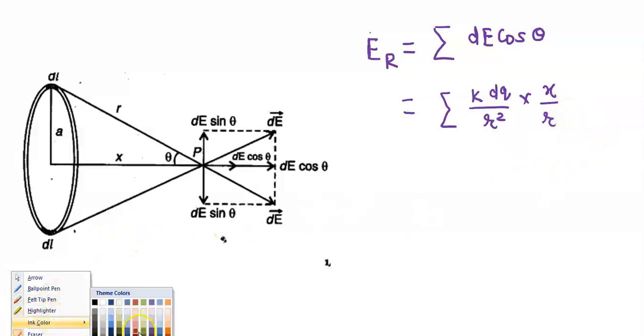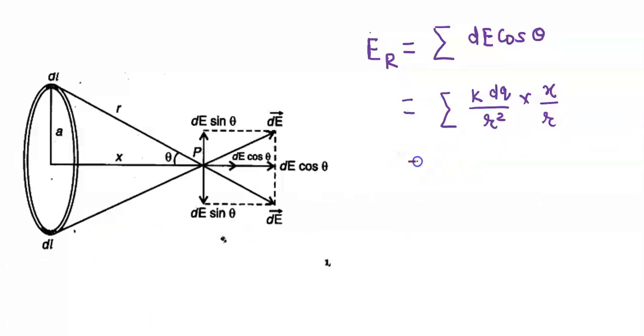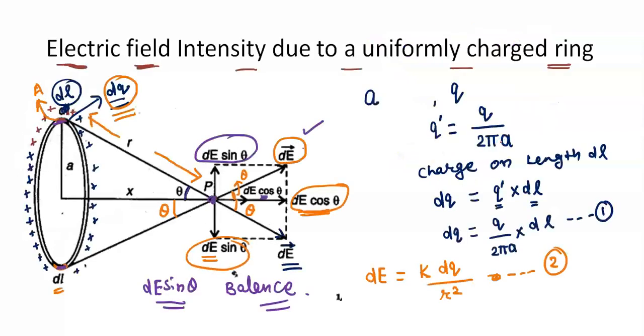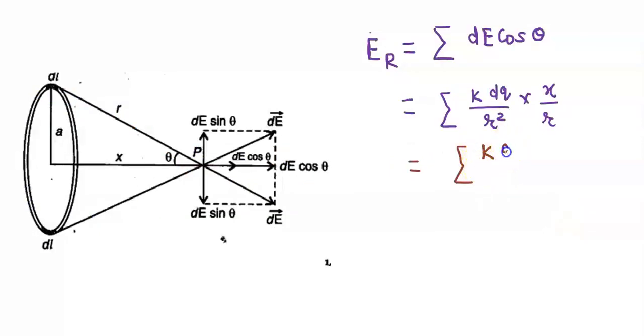Now in the next step what we can do, we can substitute the value. See, summation of K dQ. dQ is what? dQ is Q upon 2 pi a into dl. Okay, so you can write Q upon 2 pi a into dl. This is the value of dQ, into x upon r square into r will give you r cube.